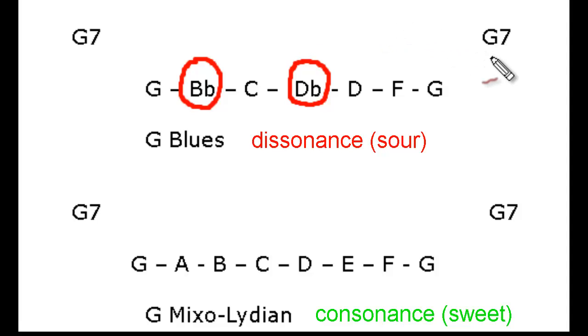Whereas when we hear the G Mixolydian mode played against the G7th chord, you'll hear that all these notes in the Mixolydian mode fit very nicely over the G7th chord. So let's go and have a listen to how these two musical scales sound when they're played against the exact same G7th background.